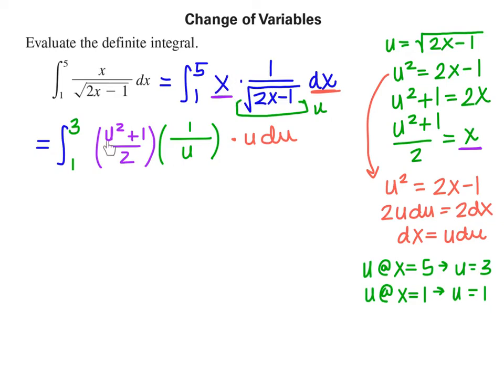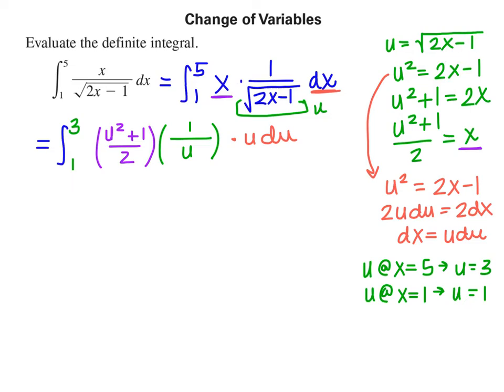So x becomes u squared plus 1 over 2, which comes from here, and then 1 over u, because u is the square root of 2x minus 1, so that's 1 over u, and dx we solved to be u times du. Now the only thing I was missing here was translating this 1 and this 5 in terms of u. So when I plug 5 in here, I end up with 3, and when I plug 1 in here, I end up with 1.